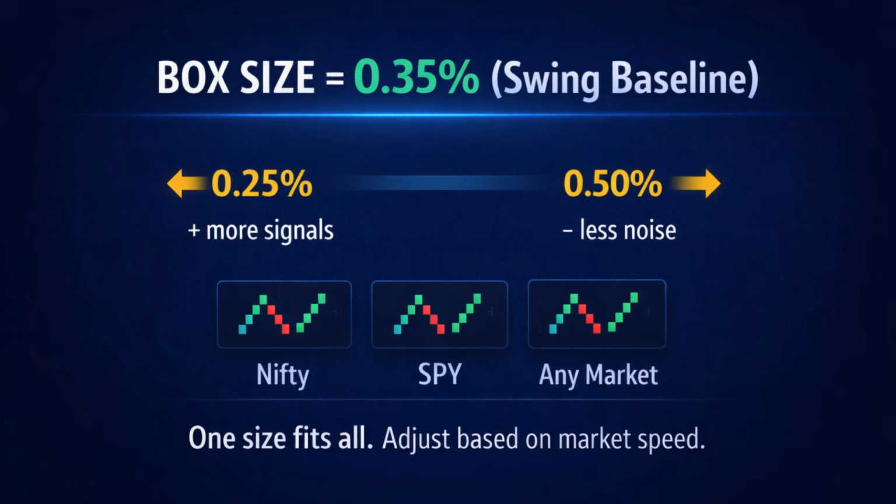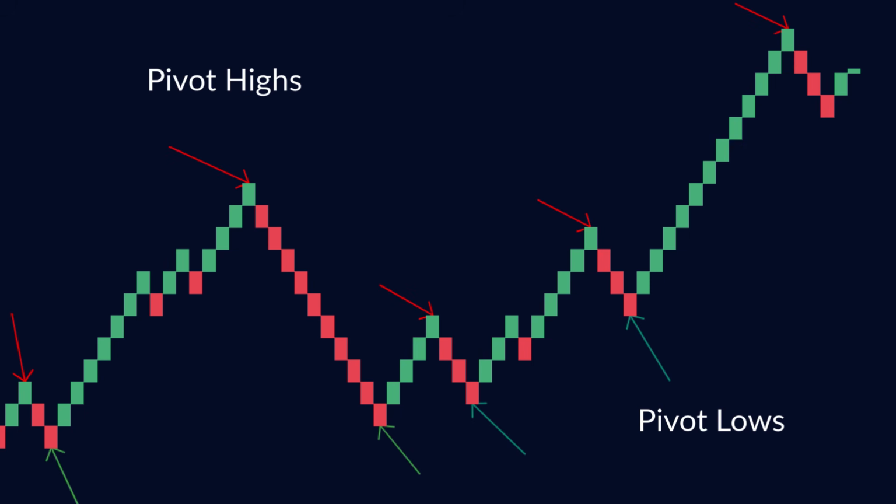For swing trading, I start with a box size around 0.35% of price. If the chart is too noisy, I increase it to 0.5%. If it's too slow, I reduce it to 0.25%. Same system, any market. Now here's the whole strategy: pivots. A pivot high is confirmed only after two bricks form on the right side. Same for pivot low. No guessing, no discretion.